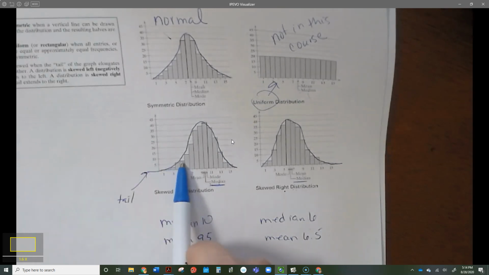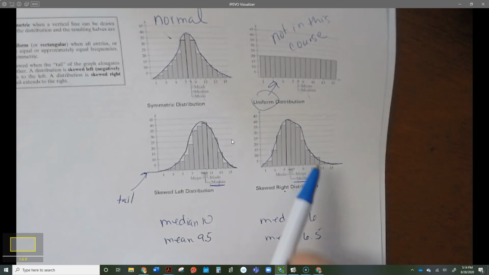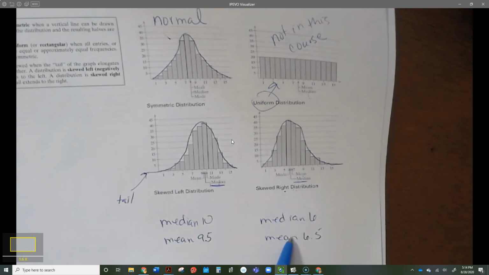So if you have a picture to look at, just look for the longest tail. If you don't have a picture and you're looking at data, then you can compare it this way.